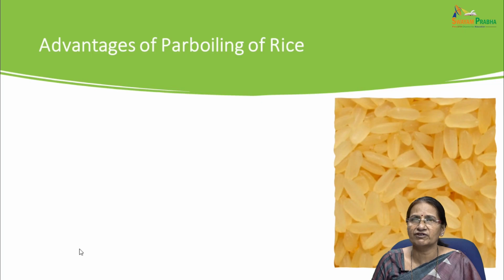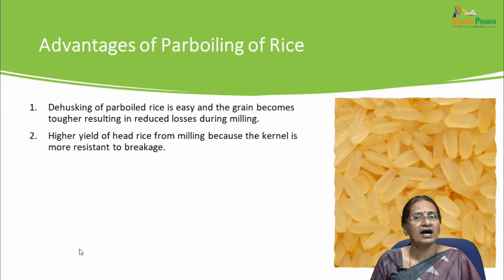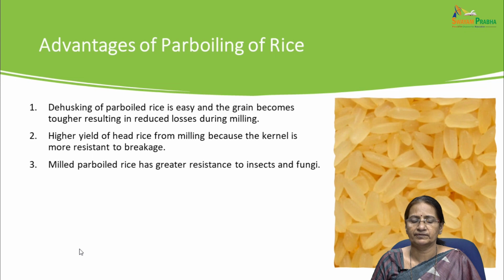Now, advantages of parboiling. Dehusking of parboiled rice is easy and the grain becomes tougher, resulting in reduced losses during milling. Higher yield of head rice from milling because the kernel is more resistant to breakage. Milled parboiled rice has greater resistance to insects and fungi.